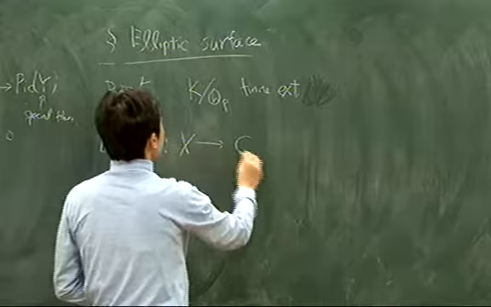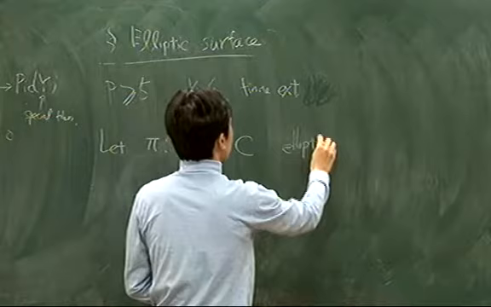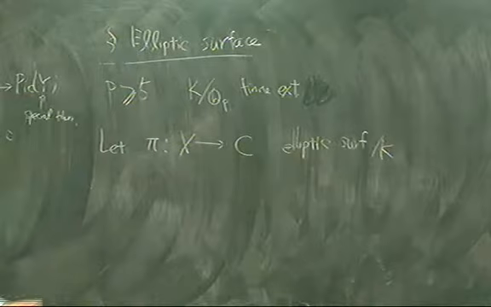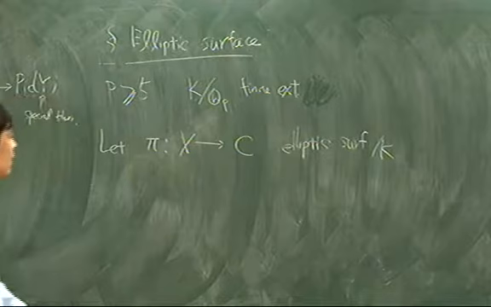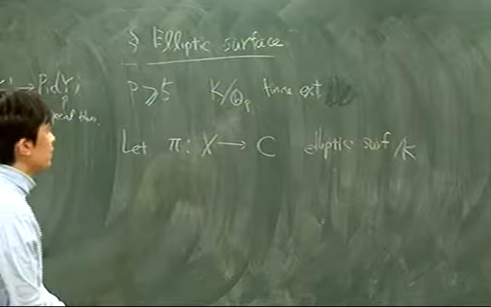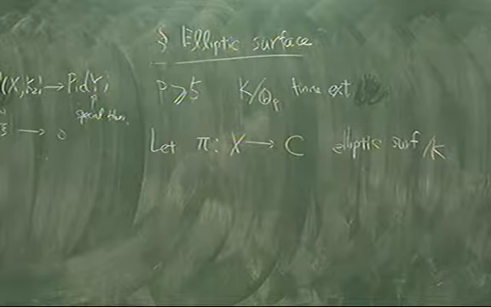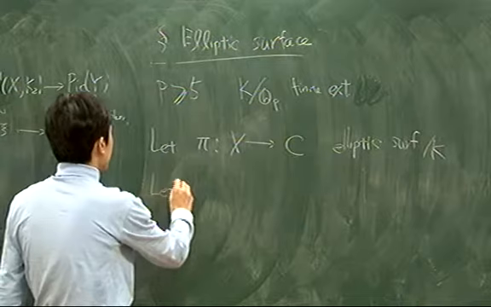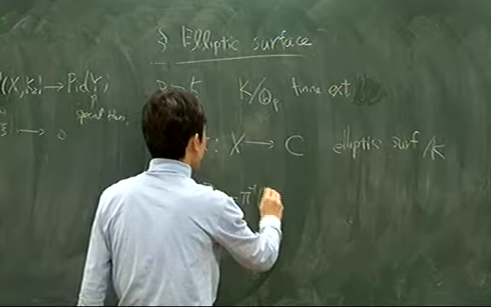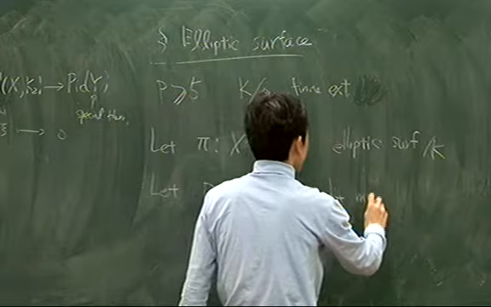Let pi be an elliptic surface over K. Namely, X is a projective smooth surface over K, C is a projective smooth curve, and pi is a surjective morphism such that the general fiber is an elliptic curve. And we consider D_i, the fibers of pi which are split multiplicative fibers.